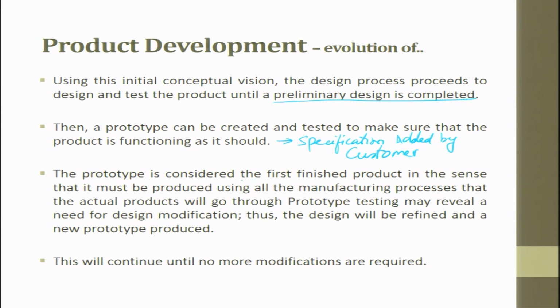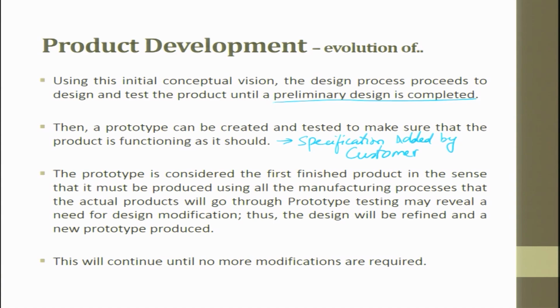The prototype is considered as the first finished product in the sense that it must be produced using all manufacturing processes that the actual product will go through, then prototyping and testing. Thus, the design will be redefined and a new prototype is produced. So, here itself what happens, multiple prototypes are produced, specifications are revised, and ultimately when all the prototypes are made, the specification is frozen, then we go for batch production.